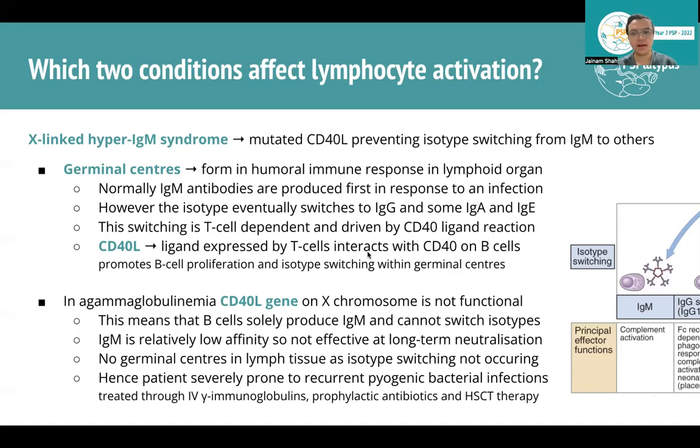So if you have a pathogen which requires a lot more high affinity antibodies, sorry, I blanked out, high affinity antibodies to latch onto it and destroy it, IgM might be able to latch on, but it might not actually neutralize them. So it's not going to be very effective. So you get no germinal centers being formed, and therefore this patient is going to be very prone to bacterial infections. So the way we can treat that is by replenishing the different immunoglobulins that they're deficient in, so that you can artificially allow for that switching to happen, if that makes sense. And obviously prophylactic antibiotics, and then eventually a full hematopoietic stem cell therapy or transplant to ensure that this is cured.